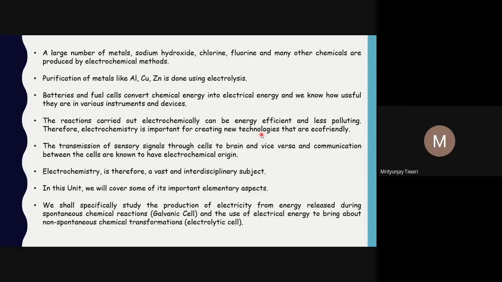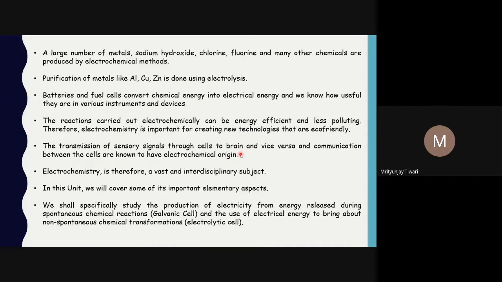After going inside the other nerve cell, they again undergo a chemical transformation, and now the chemical signal is converted back into an electrical impulse, and then it goes to our brain, and then we sense it. You can see how, within a fraction of a second, everything happens, how fast it is. And they are all electrochemical processes. So the transmission of sensory signals through cells to the brain and vice versa, and communication between cells, are known to have an electrochemical origin.